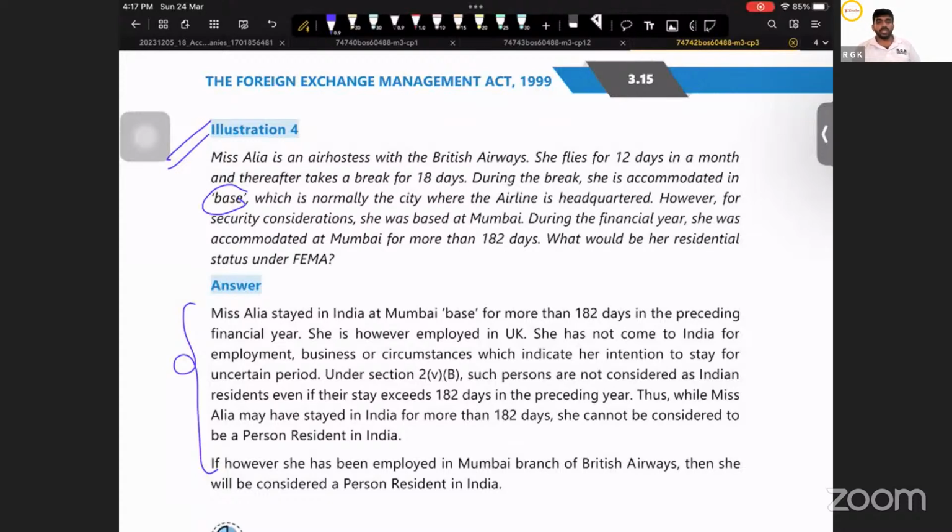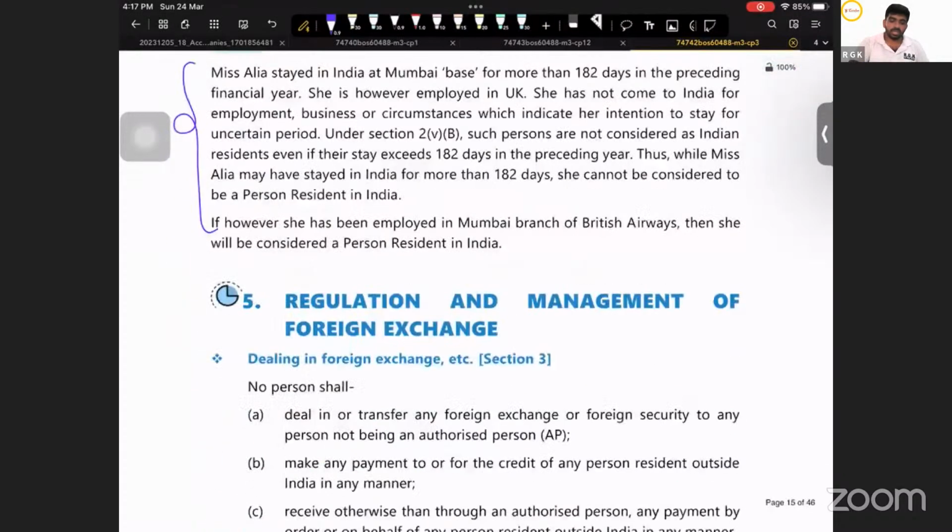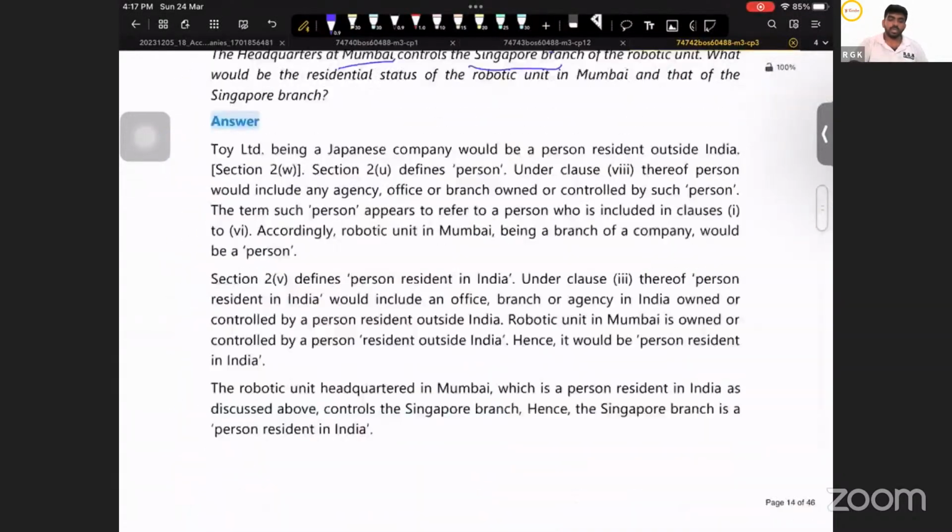If, however, she has been employed in the Mumbai branch of British Airways, then she will be considered as person resident in India. So in this case, Alia will not be considered as person resident in India. Alia will be considered as person resident outside India. So these are the points.